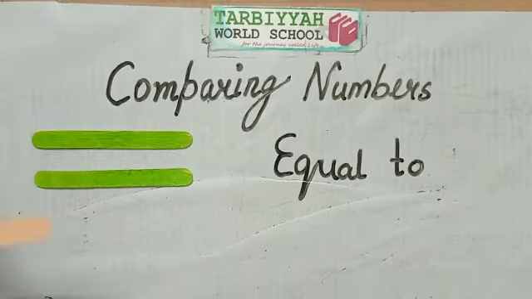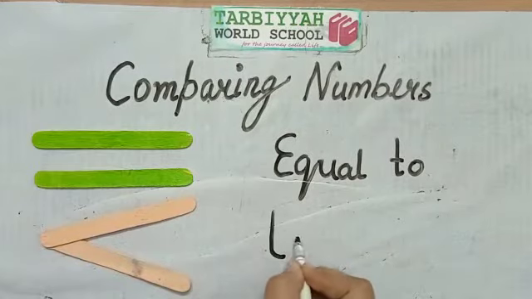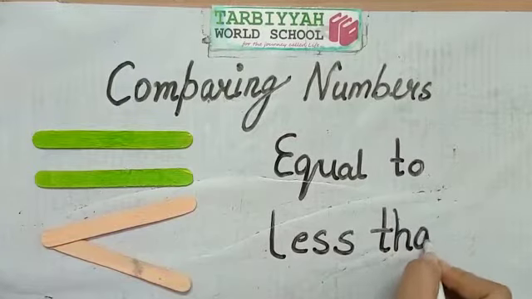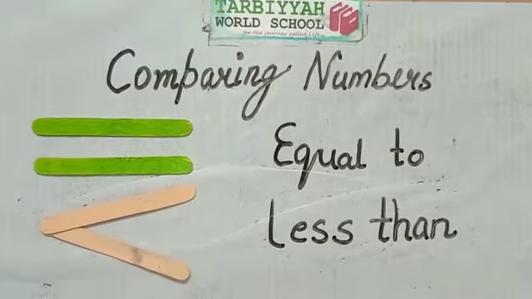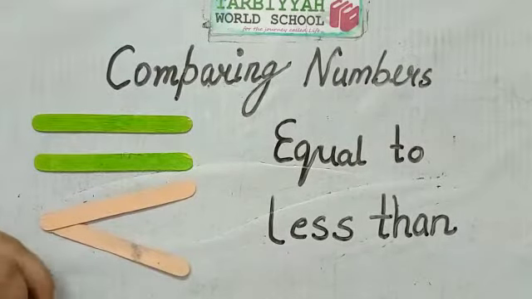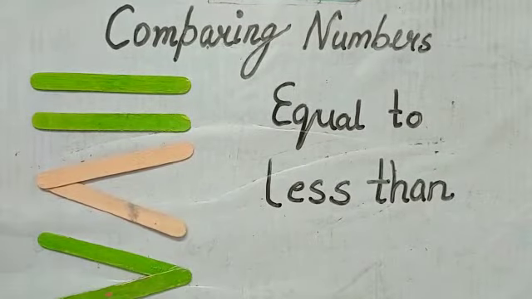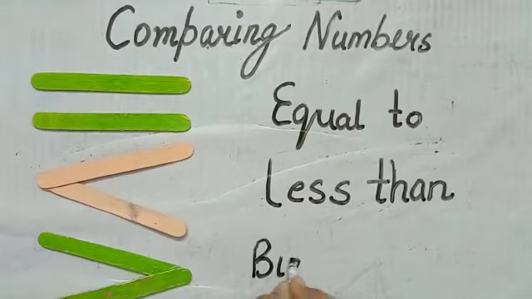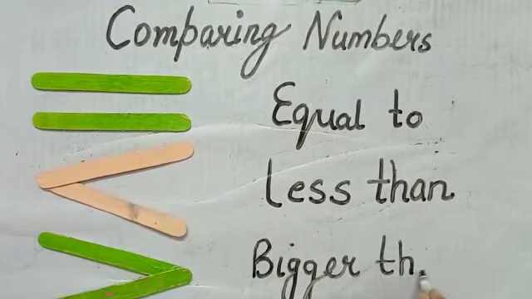And this is the sign of less than. When one number is less than another number, we use this less than sign. And this is the bigger than sign. When one number is bigger than another, we use this sign.